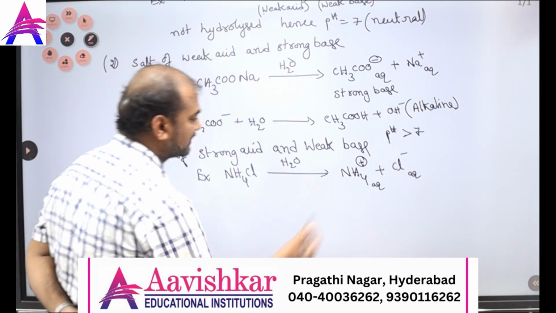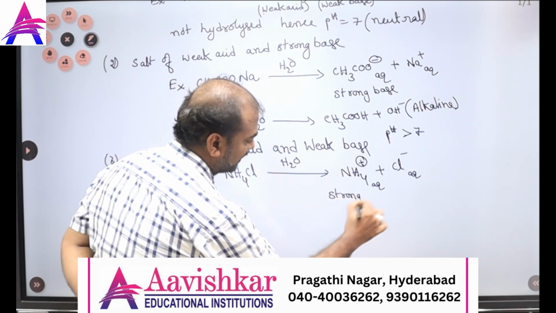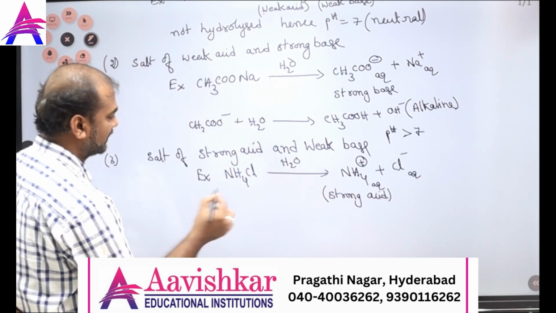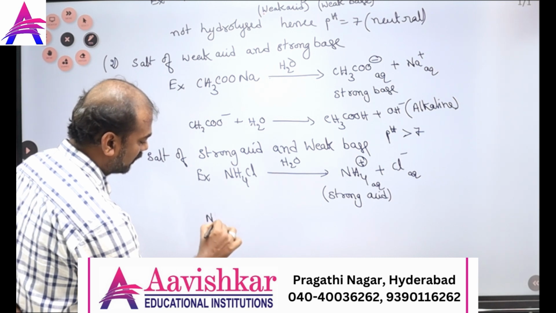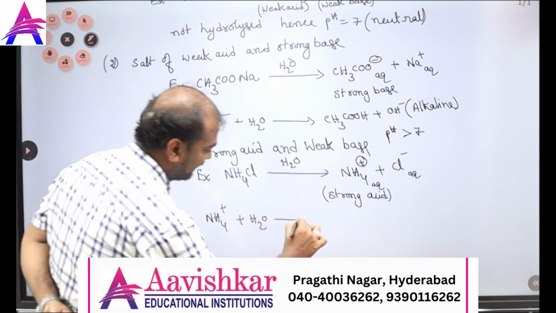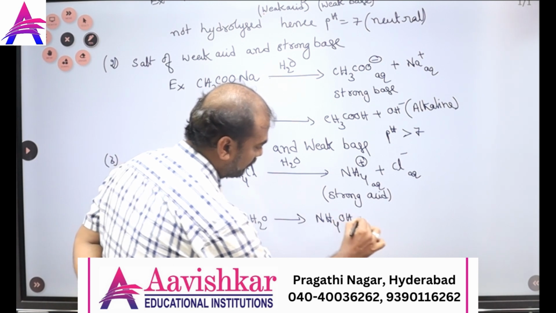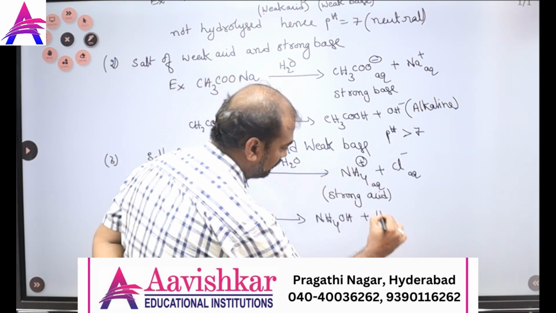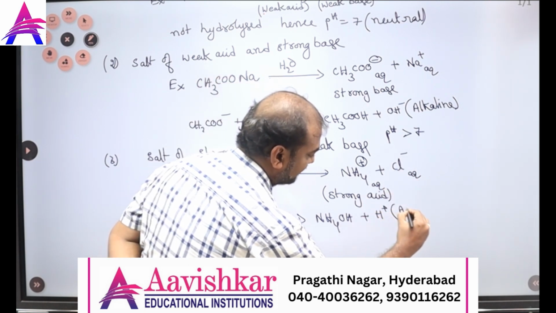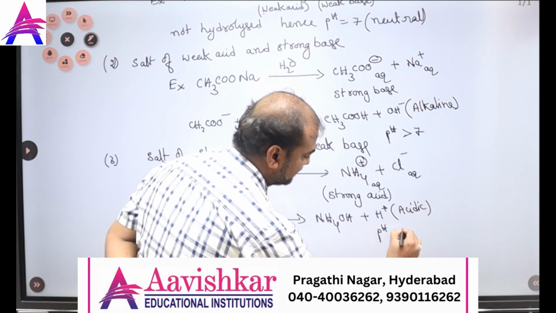We know that ammonium comes from a weak base, so it becomes a strong acid. This strong acid interacts with water: NH4+ reacts with water and gives NH4OH plus H+. Due to the production of H+, the solution becomes acidic, with pH less than 7.